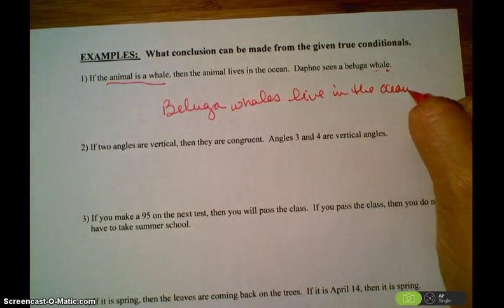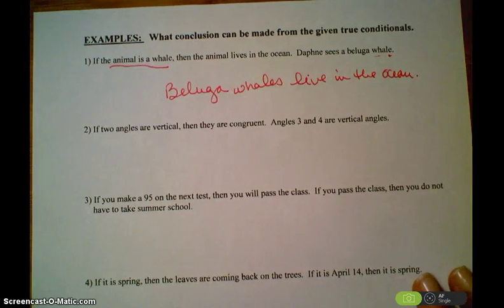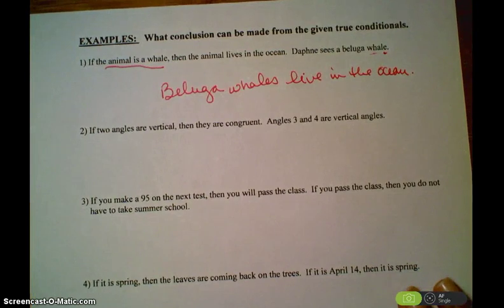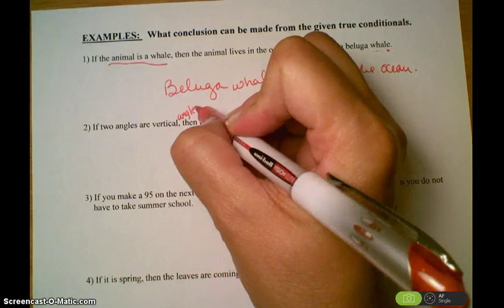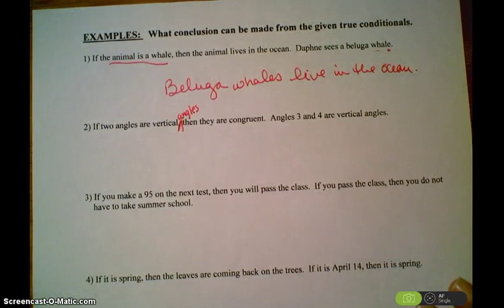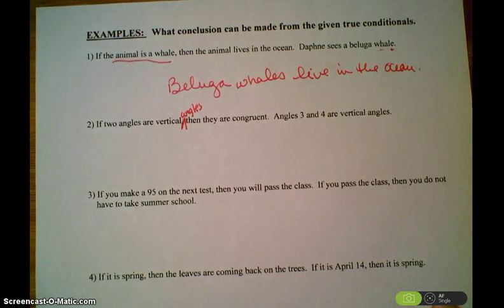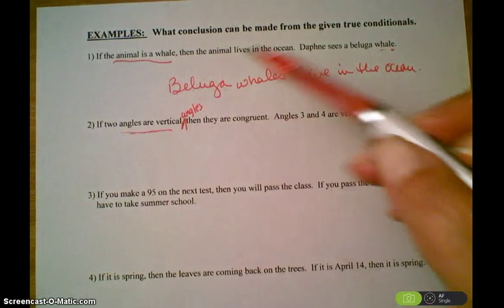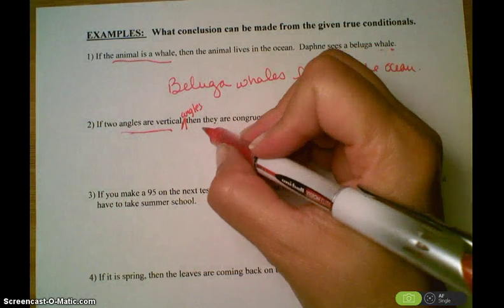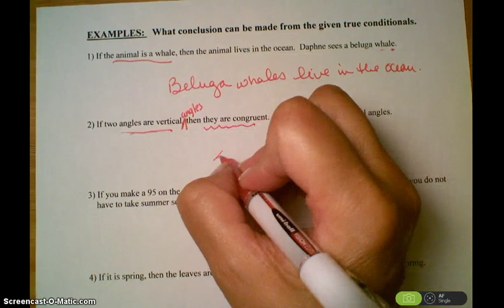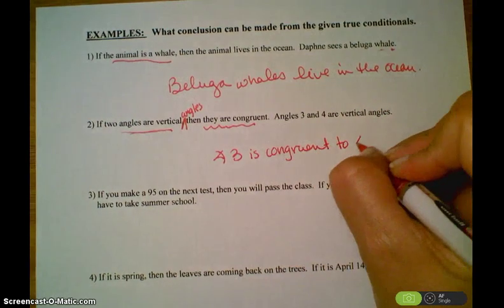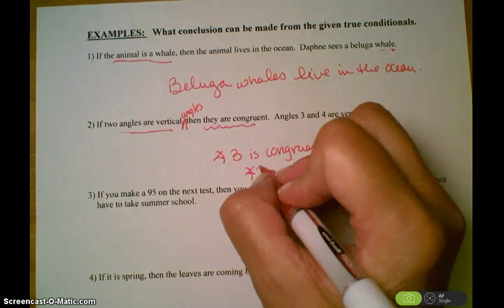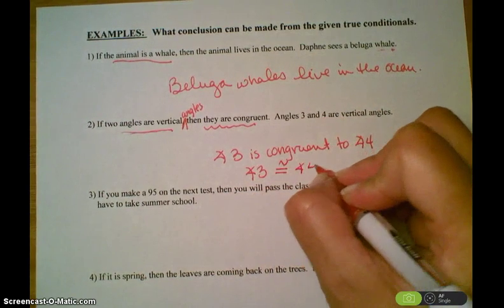Okay, moving on to the second one. If two angles are vertical, then they are congruent. Angles 3 and 4 are vertical angles. I don't like that sentence. Let's add an angles in here. Put that into your notes. If two angles are vertical angles, then they are congruent. Angles 3 and 4 are vertical angles. Okay, so again, my hypothesis is true that the angles are vertical angles, and therefore my conclusion must be true, and I can conclude angle 3 is congruent to angle 4. Do you remember the symbol for congruent?